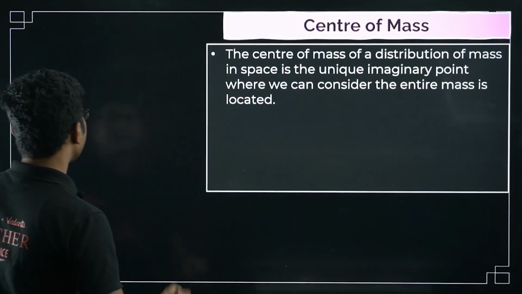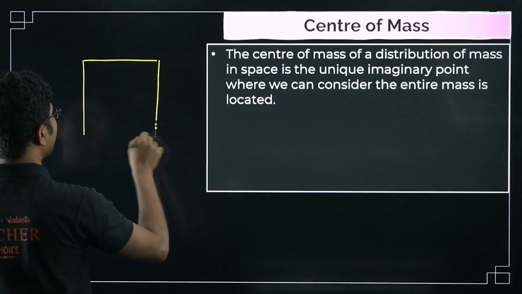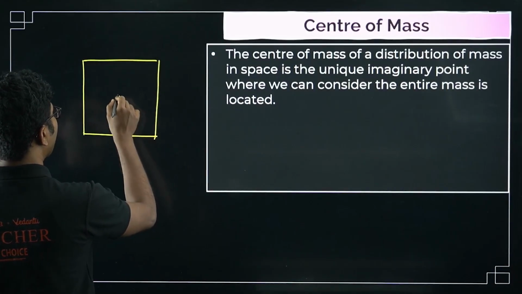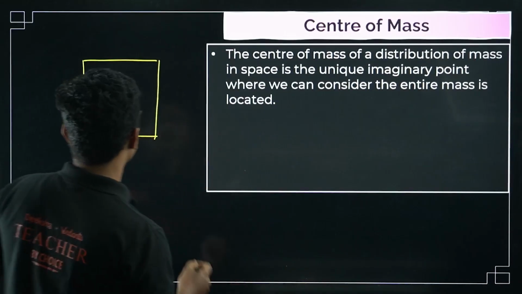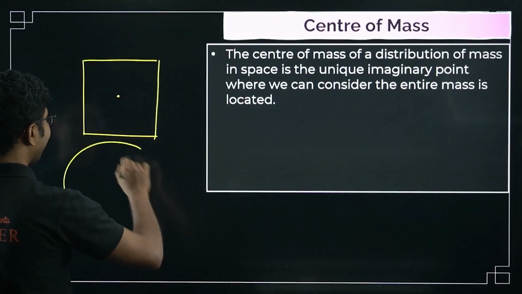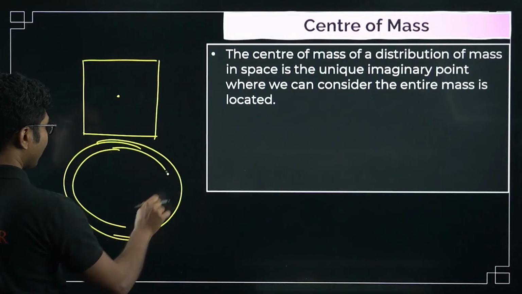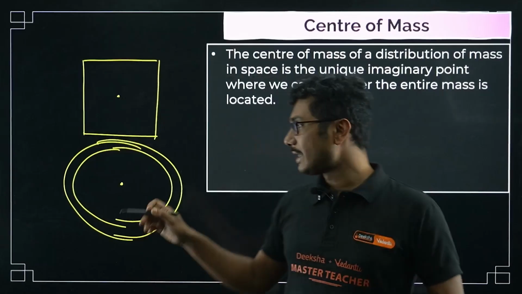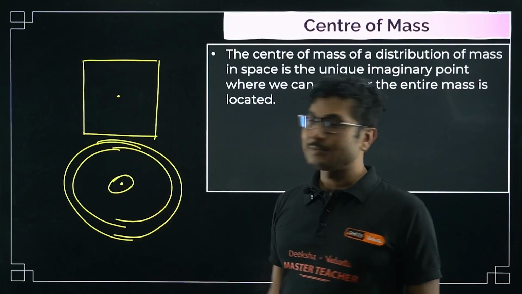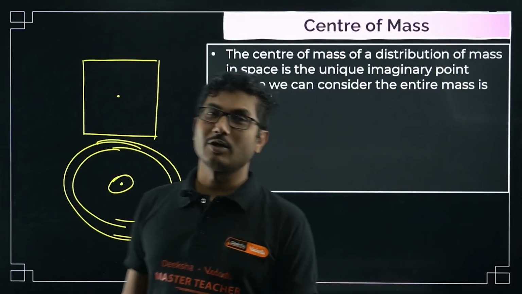For example, if it is a solid object, for example a solid square plate, then the center of mass will be located exactly at the geometric center. If it is a circle, a circular ring, obviously the center of mass is located at the center, okay? But at this center, there is no material. In this position there is no material, so the center of mass is basically outside the object.